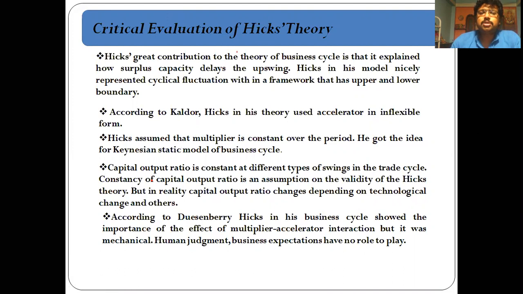Hicks's great contribution to the theory of business cycle is that it explained how surplus capacity delays the upswing. And Hicks, in his model, nicely represented cyclical fluctuation within a framework that has an upper limit and a lower boundary. It is very important in the Hicksian model that there is an upper limit and lower limit, and within this boundary the cyclical fluctuation actually happens. This is the Hicks contribution in the trade theory.